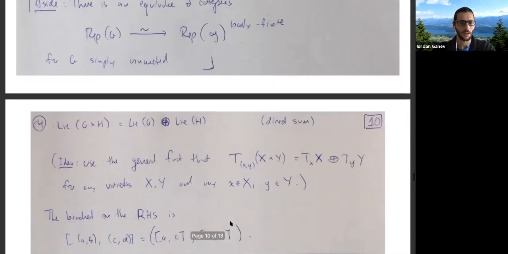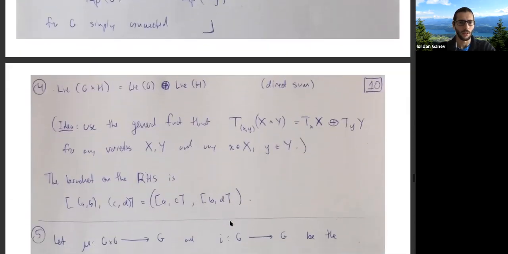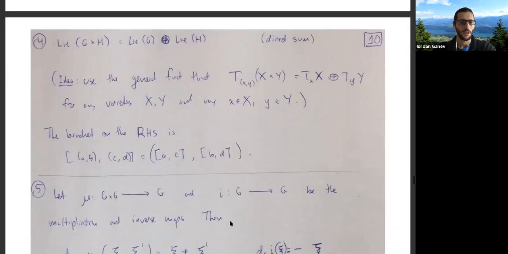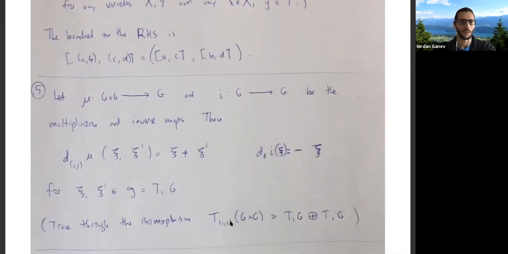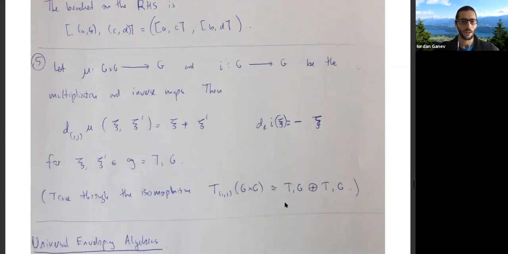And then we also had the fact that the Lie algebra of a product of groups is the direct sum of the Lie algebras, and the differentiation of the multiplication map is addition of vectors in the Lie algebra, and the inverse map, when we differentiate it, we get just negation. So xi goes to minus xi.